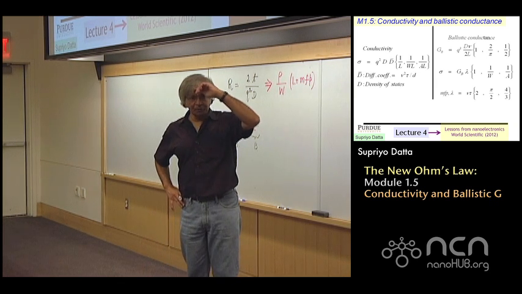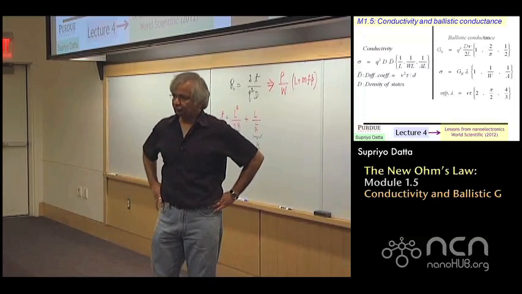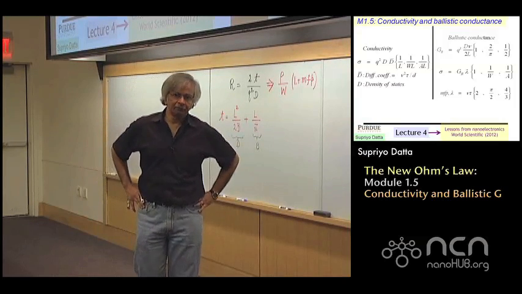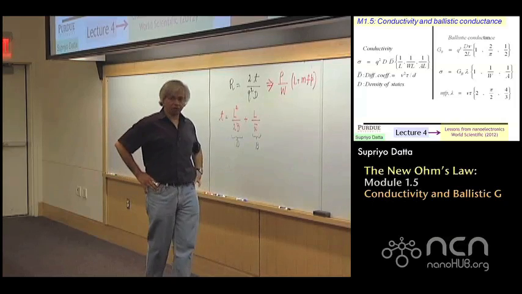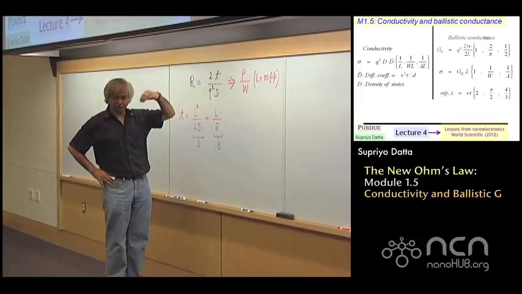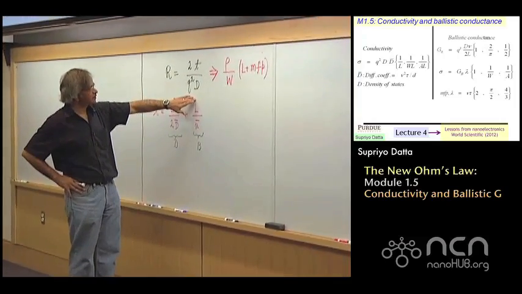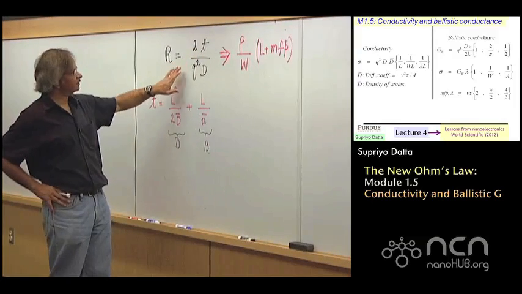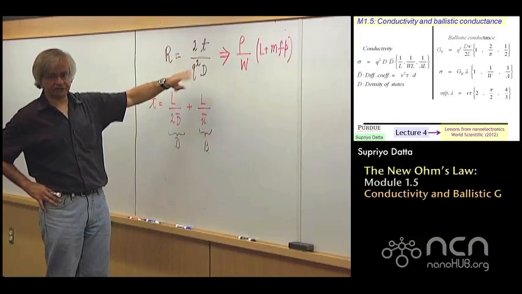Welcome back to week 1. We're now on module 5. In the last module, what I tried to show you was that if you started from our basic expression for the conductance, which was like Q squared D over 2T, this is the resistance, which is the inverse of that.